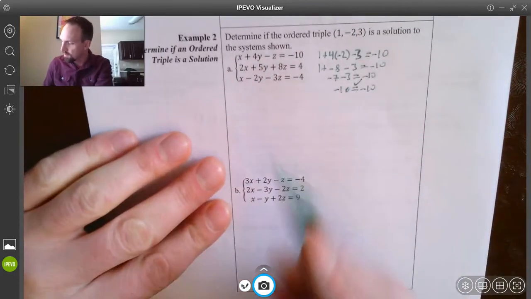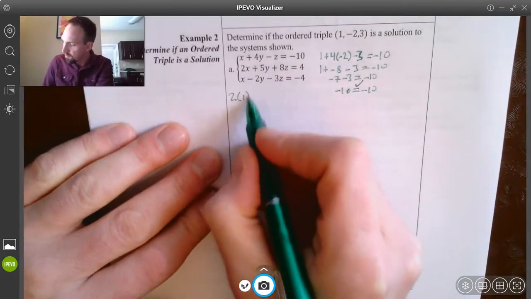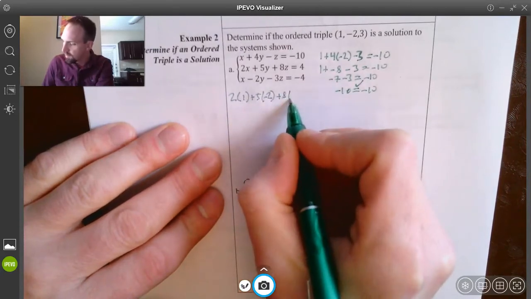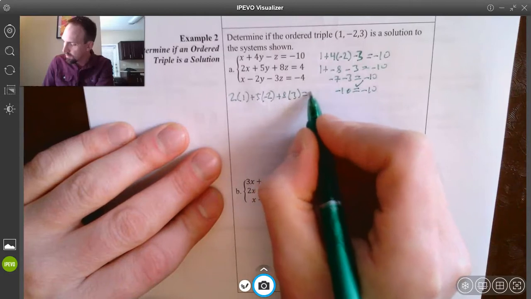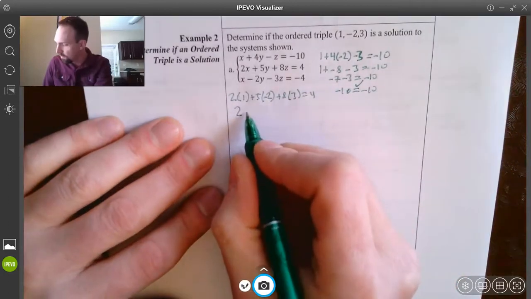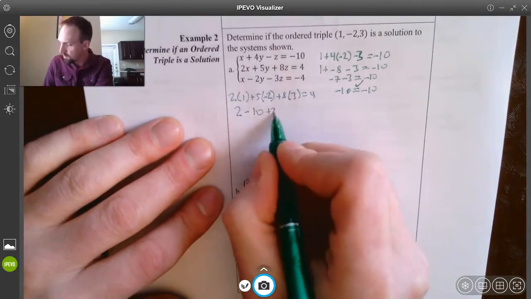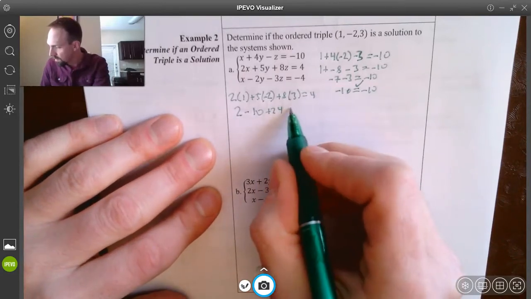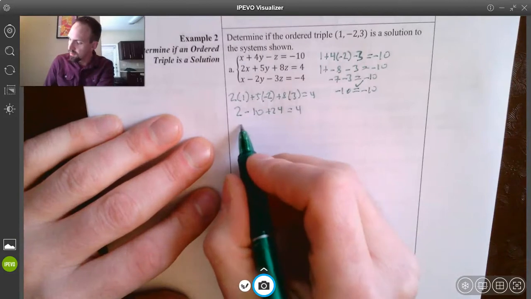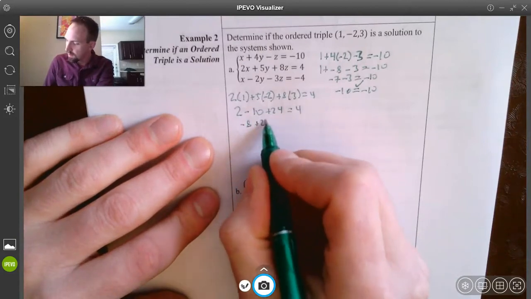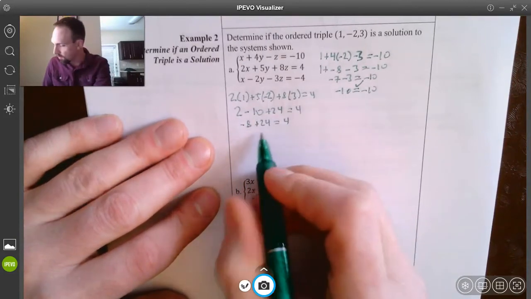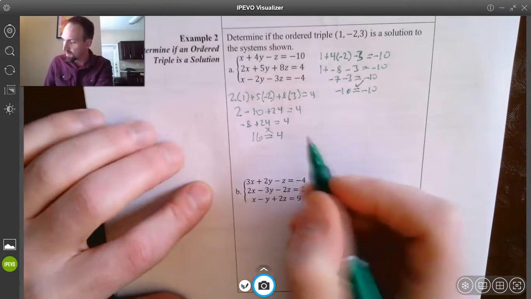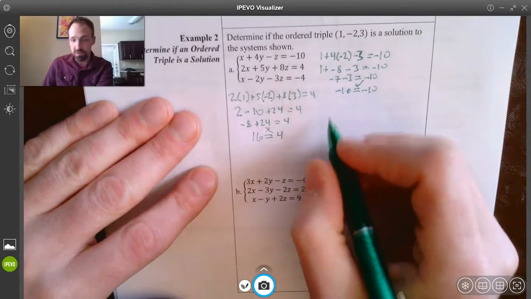Now I'm going to check the second one. 2 times 1 plus 5 times negative 2 plus 8 times 3 equals 4. So that's 2 minus 10 plus 24 equals 4. 2 minus 10 is negative 8. Negative 8 plus 24 does not equal 4. What is that, 16? 16 does not equal 4, so that doesn't work. So this is not a solution.